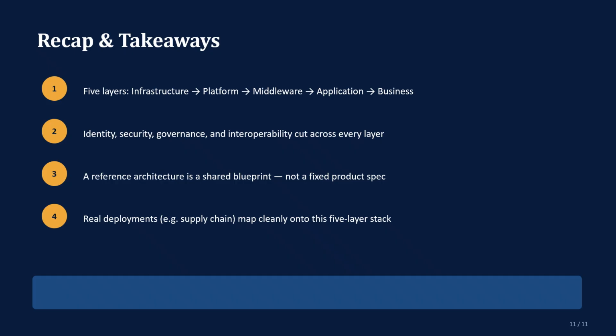Recap and takeaways. There are five layers: infrastructure, platform, middleware, application, and business. Then identity, security, governance, and interoperability cut across every layer. A reference architecture is a shared blueprint, not a fixed product specification. Real deployments map cleanly onto this five-layer stack. Thank you. This is all about blockchain solution reference architecture. Thank you.